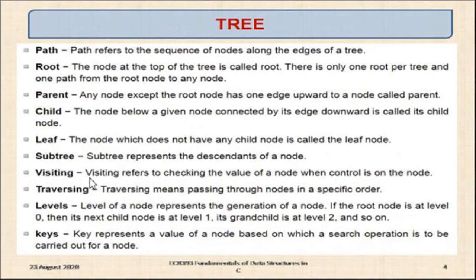Then visiting. Visiting refers to checking the value of a node when control is on the node. Traversing. Traversing means passing through nodes in a specific order. We'll see different tree traversal techniques. Levels, that is generation. The level of a node represents the generation of a node. If the root node is at level 0, then its next child node is at level 1, and so on. Key. Key represents a value of a node based on which the search operation is to be carried out for a further node.